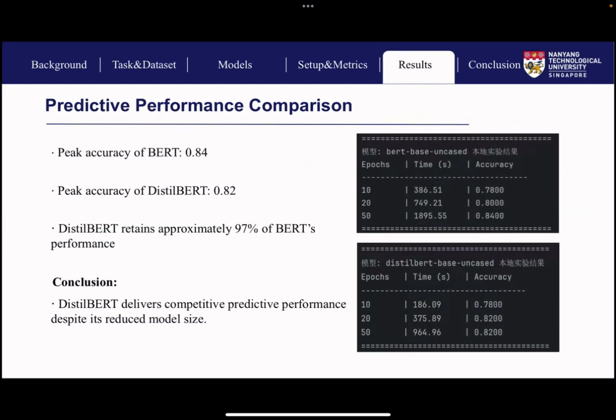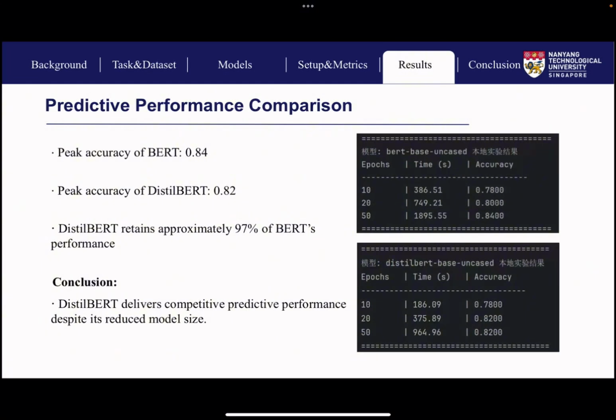So, what is the final verdict on predictive capability? The original BERT model, with all this computational weight, achieved a peak accuracy of 0.84. The compressed DistilBERT model achieved a peak accuracy of 0.82. While there is an absolute drop of 2%, we must look at the context. DistilBERT retains approximately 97% of BERT's performance.